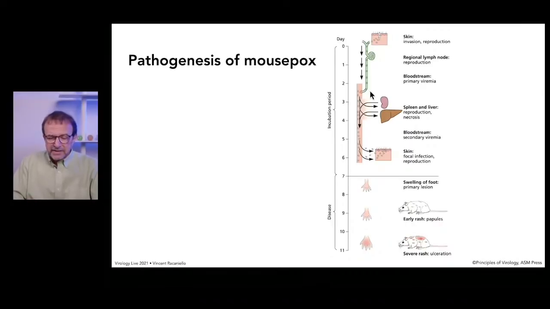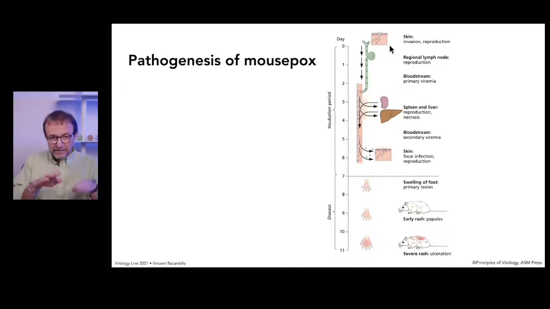Now, here is the pathogenesis of a virus infection in mice called mousepox. Again, it's a model for studying pox viruses in humans. It's a natural mouse virus that infects mice in the wild. And so the way the mice are inoculated, they're inoculated in the foot pad. All right, so you inoculate virus in the bottom here. And why do we do that? Because that's how these mice acquire infection in nature.